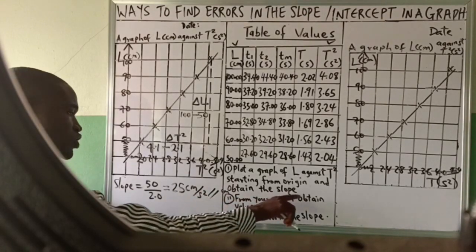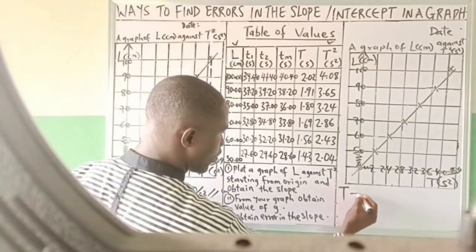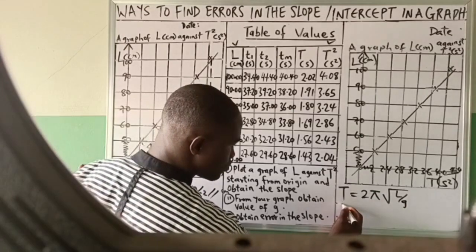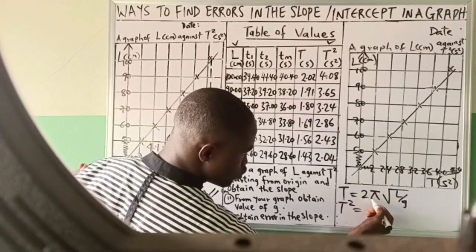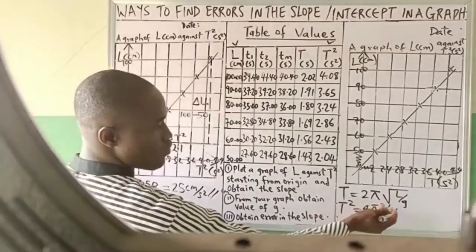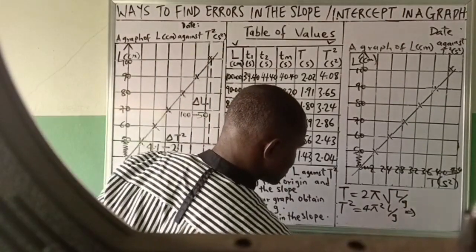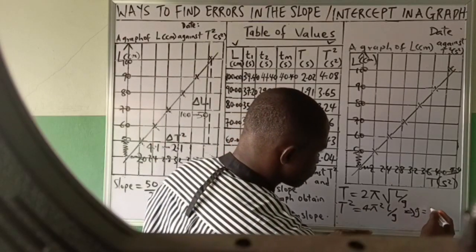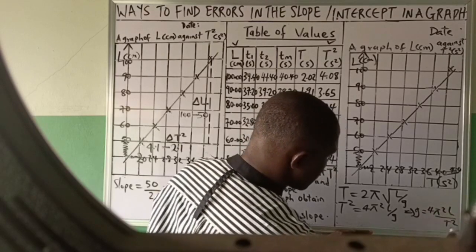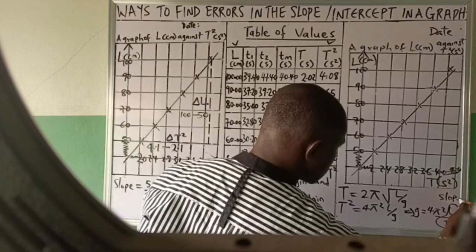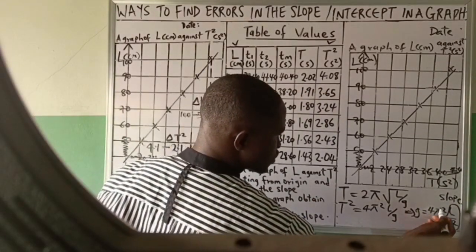Now, get your g from this. Recall the experiment has a formula which goes this way, all over g. From here, we modify it to say that T square equals 4 pi square L over G. This is equivalent to this. Then we say that if we carry G up and carry T square down, we have G equal to 4 pi square L over T square. And L over T square is what we plotted. Whatever we get here will be called our slope. That means our g is 4 pi square times slope.